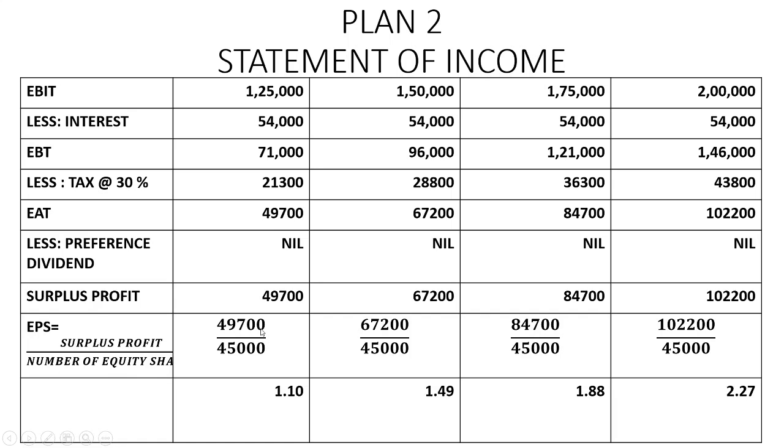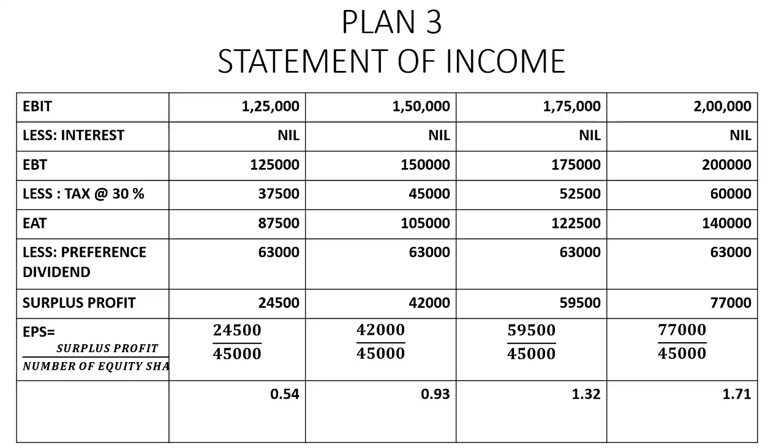So 49,700 divided by number of equity shares is 45,000. And second case 67,200 divided by 45,000. Third case 84,700 divided by 45,000. And fourth case 1,02,200 divided by 45,000. Now we'll go to the next plan, plan 3.